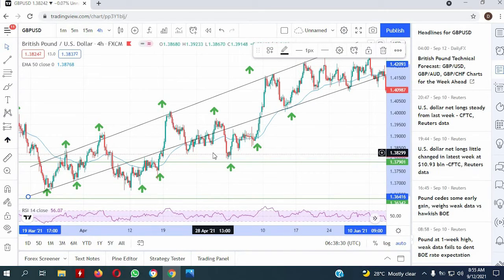Right here we have a trend going on. The trend started right here, then it broke the trend line and started to create lower high, lower low. So it broke out of the trend right here, then it broke back into the trend right here. So we have a trend within a trend.